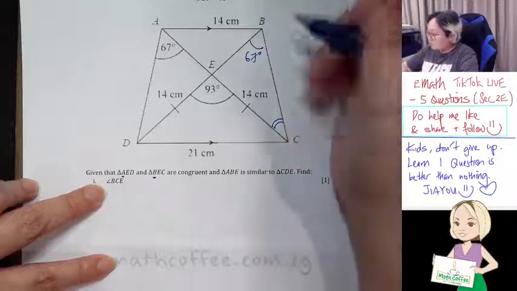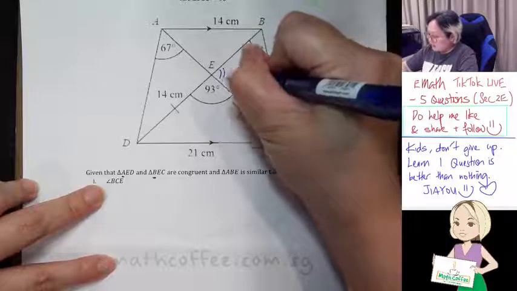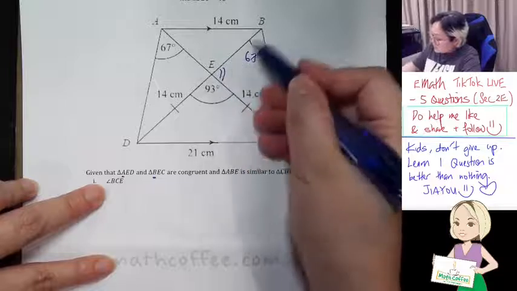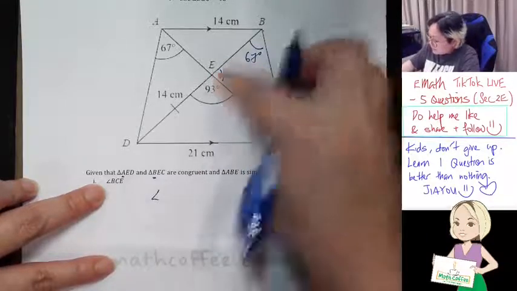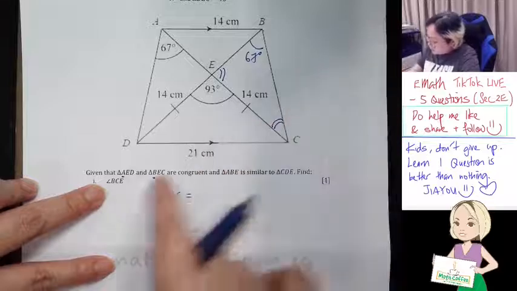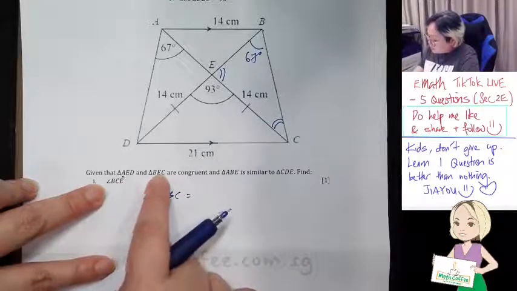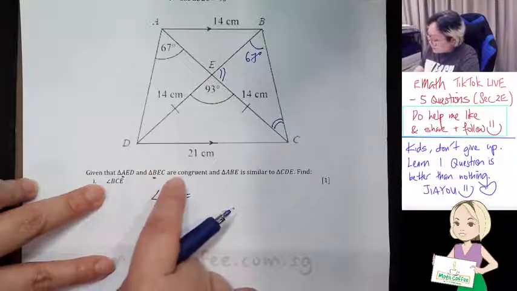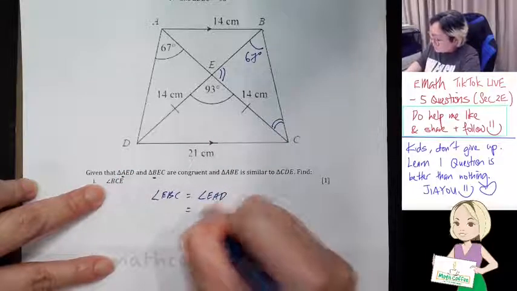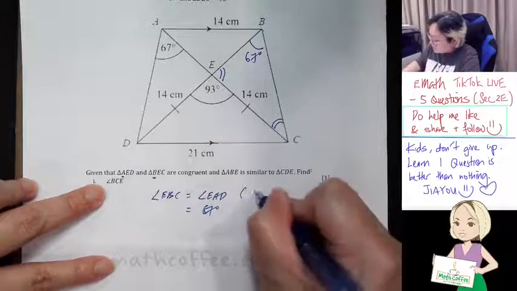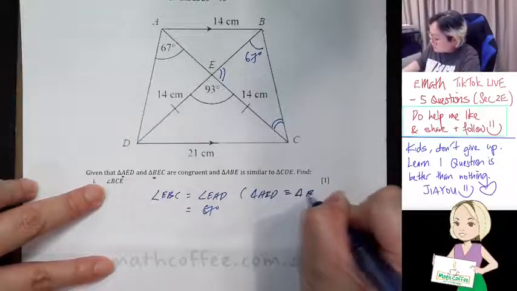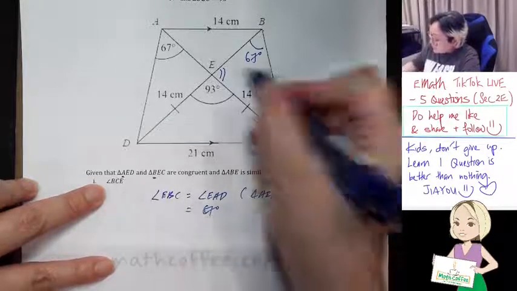Okay. So kids, this angle, do you know what's this angle? Okay, first I will say angle EBC. I just write angle EBC is equals to angle, see, you need to follow the alphabet order. EBC means it's EAD, which is equals to 67 degrees. You can just say this is triangle AED congruent to triangle BEC. Okay? Next is this one.